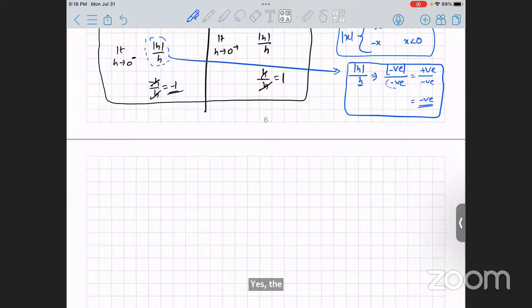Sir, please explain for root 2, because root 2 is not at the minus x axis. Root 2.